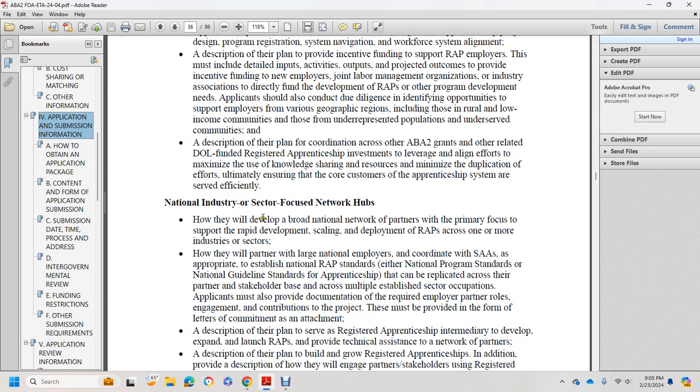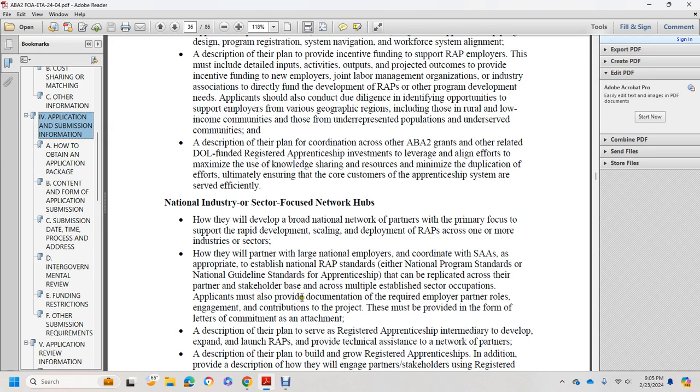Or a national industry or sector-focused network hub. They will develop a broad national network of partners, with the primary focus of supporting the rapid development and scaling of the deployment of registered apprenticeships across one or more industry sectors. They will partner with larger national employers and coordinate with State Apprenticeship Agencies, with the appropriate level of national registered apprenticeship standards and national guideline standards for apprenticeship that can be replicated across their partner stakeholder base for multiple established sector occupations.